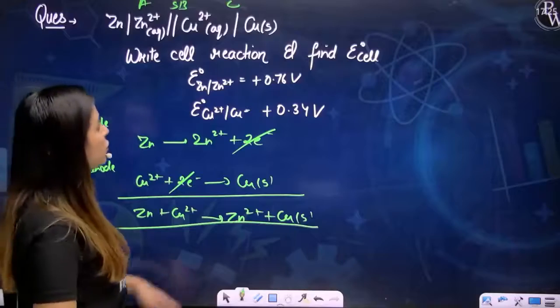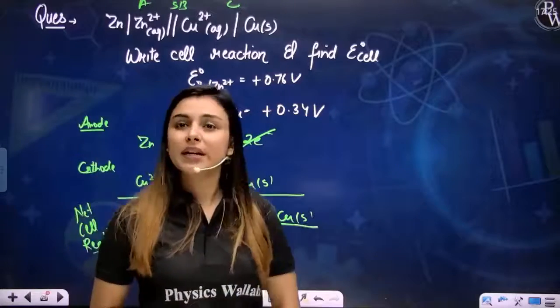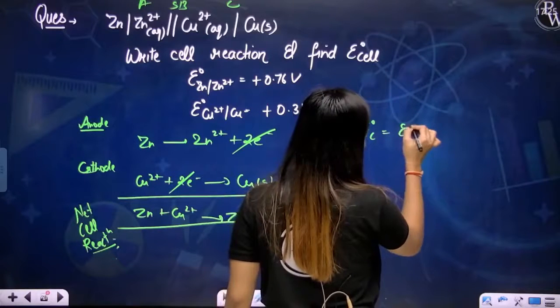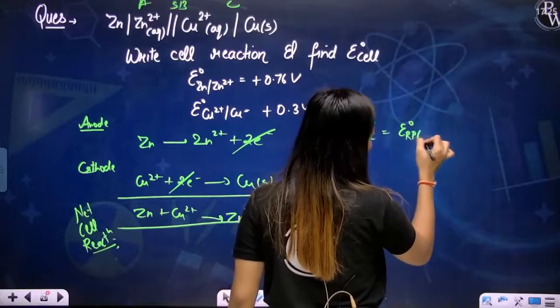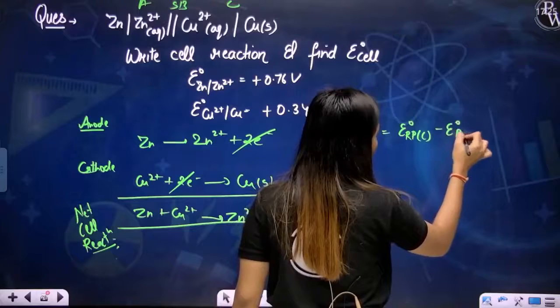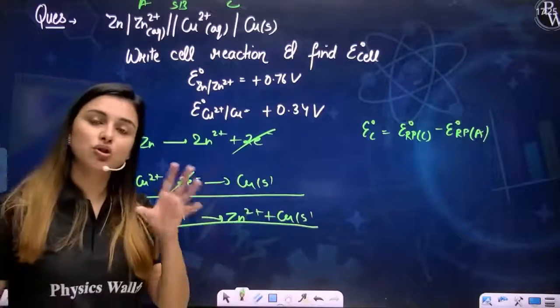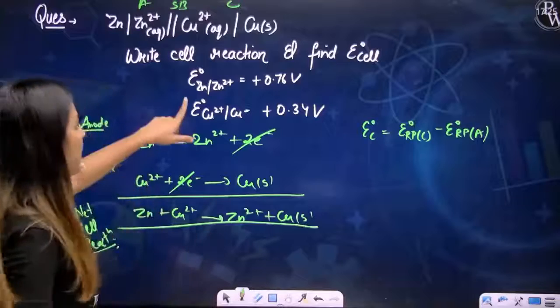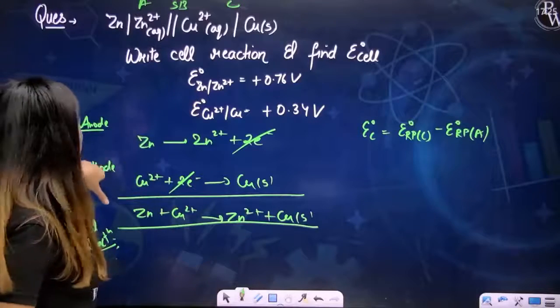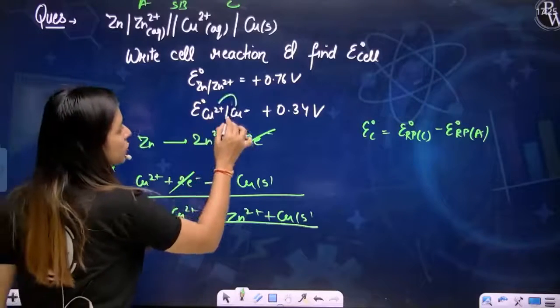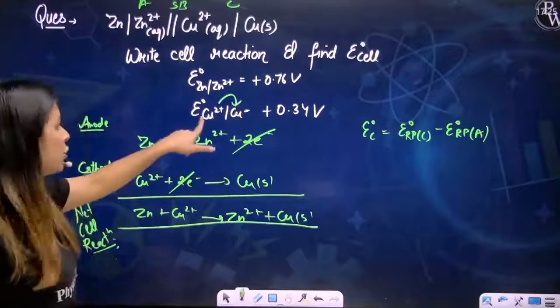So now what you need to find out is the E naught of cell. For calculating E naught of cell, I know that it is equal to E naught reduction potential of cathode minus E naught reduction potential of anode, right? Yes. So you need reduction potentials of cathode as well as anode. If I see here, my cathode is copper. So is this the reduction potential given? See, copper 2 plus to copper.